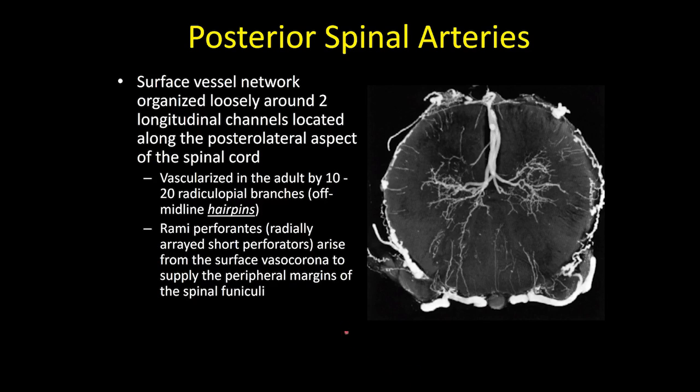The posterior spinal arteries are then organized around these longitudinal channels that are here, as I said. And usually in the adult, we have around 10 to 20 radiculopial branches. So the suppliers of the posterior spinal artery are called radiculopial branches, compared to, as I said before, the radiculomedullary arteries that supply the anterior spinal artery.